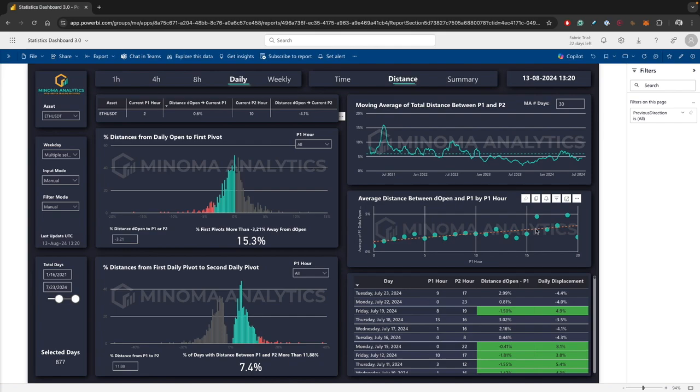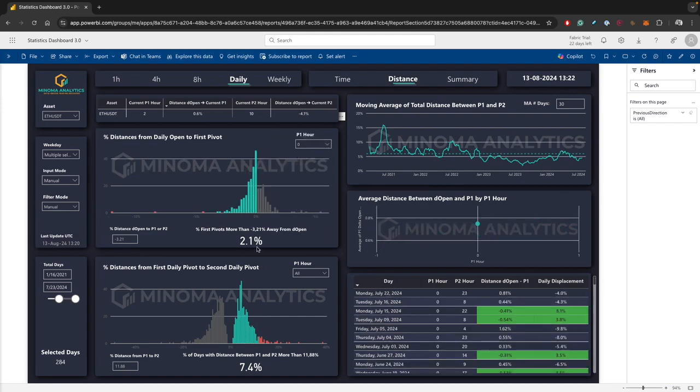So the main takeaway I want you to take from this is that it matters when the P1 is put in. If it's later in the day, that is generally with a bigger distance than when it's earlier in the day. And that's the reason why you see such a big difference here. If we just look at hour 0, you can see how close that usually is to daily open. Only 2.1% of days move this far from the daily open, and that is because it just lies closer. It's just way closer to the daily open. The price has less time to move.